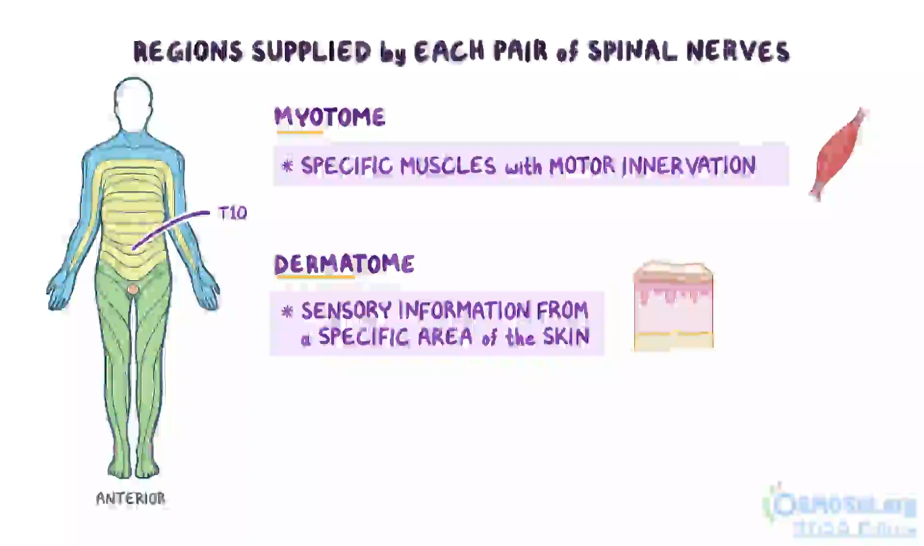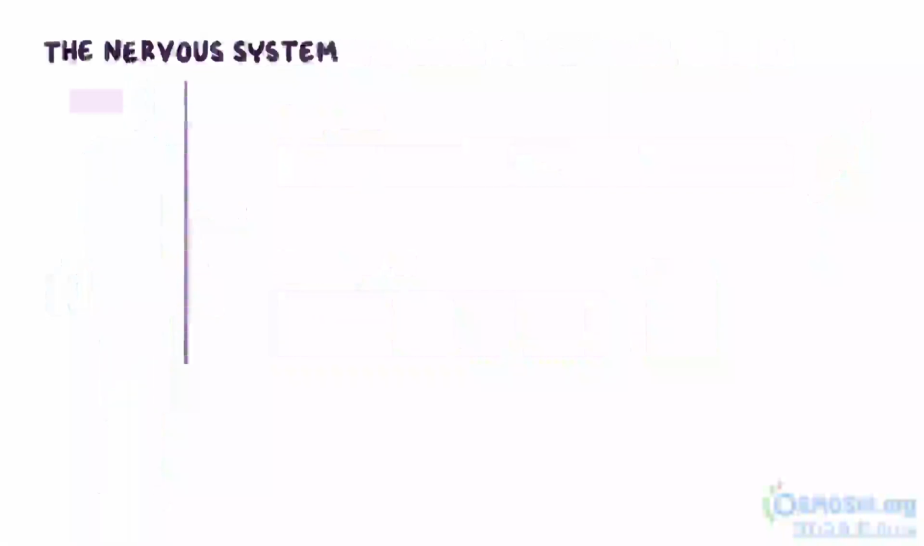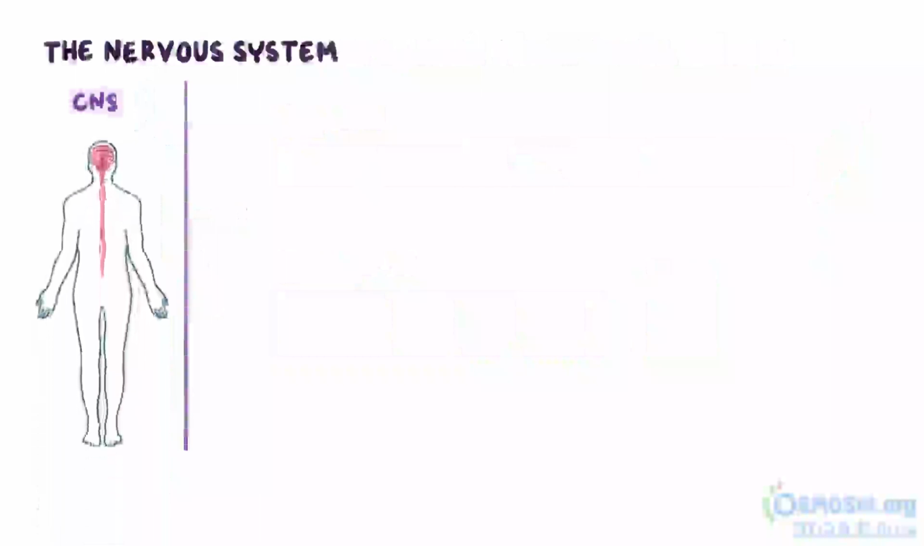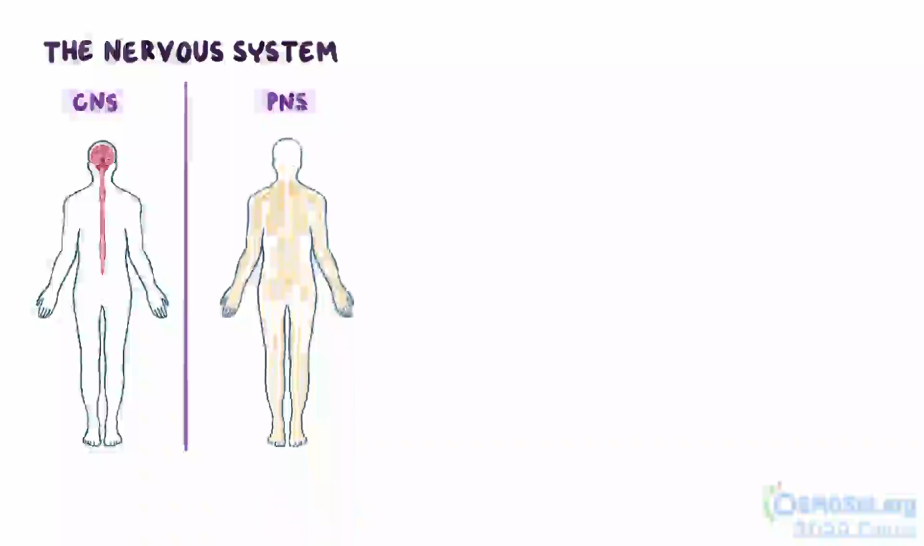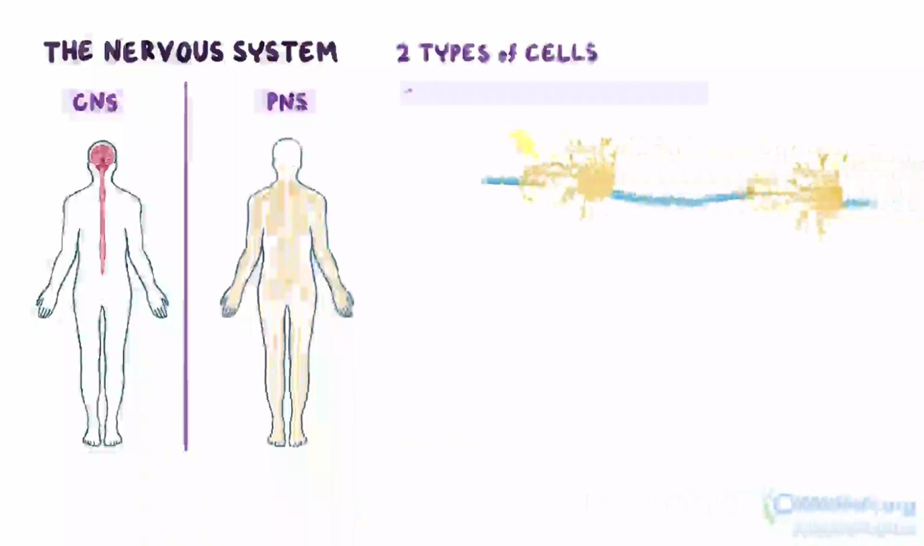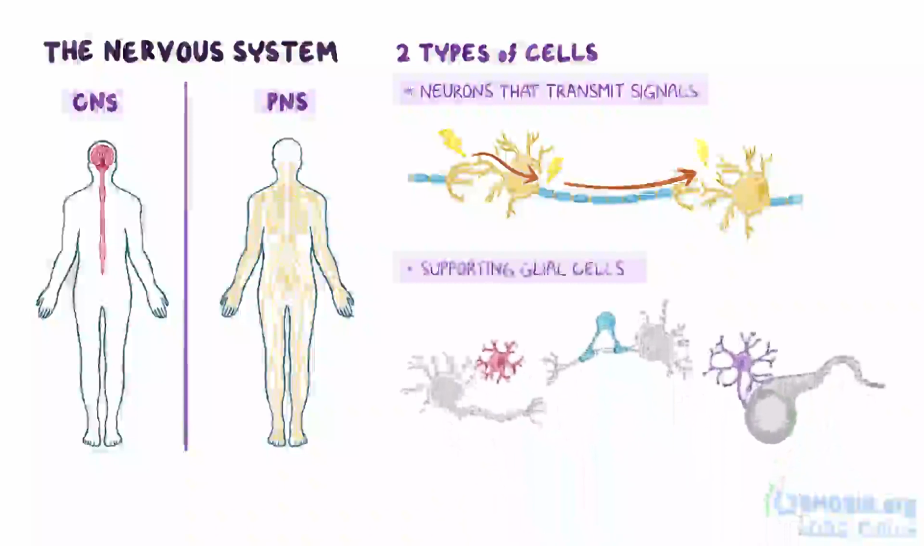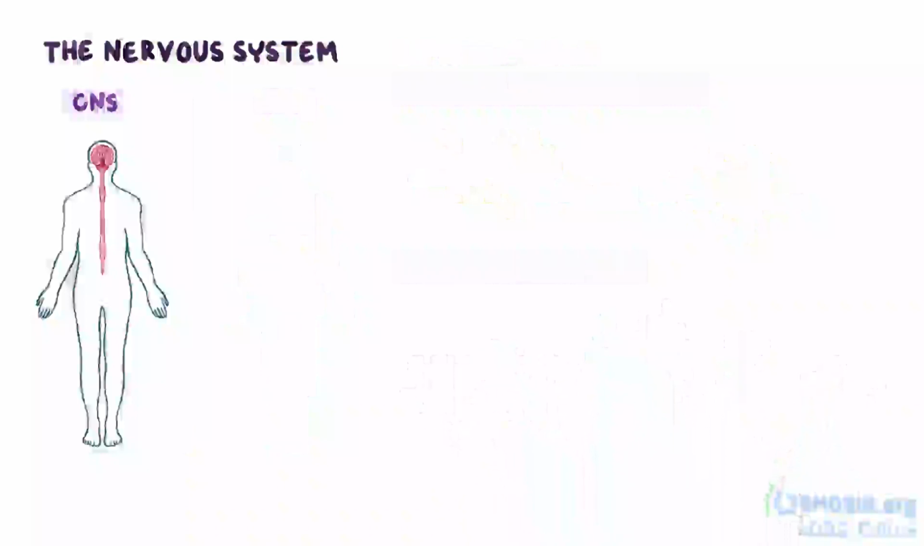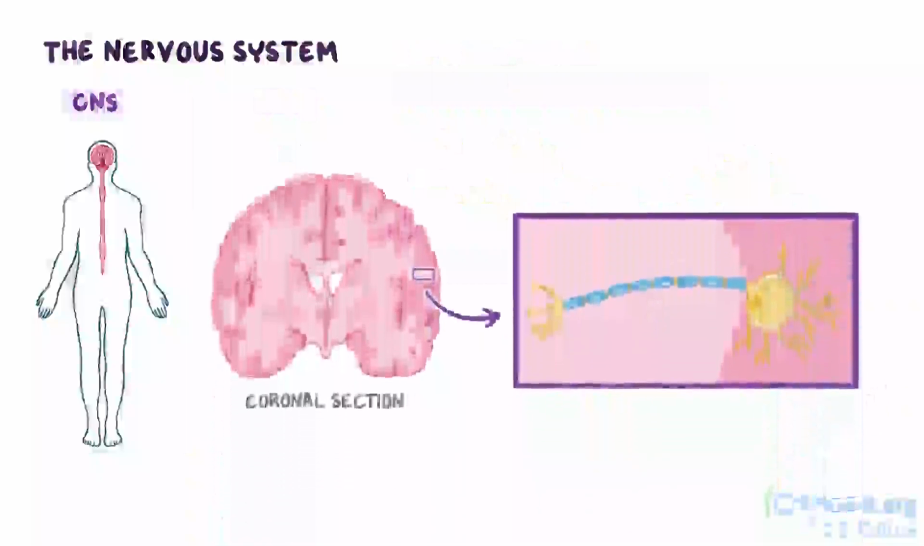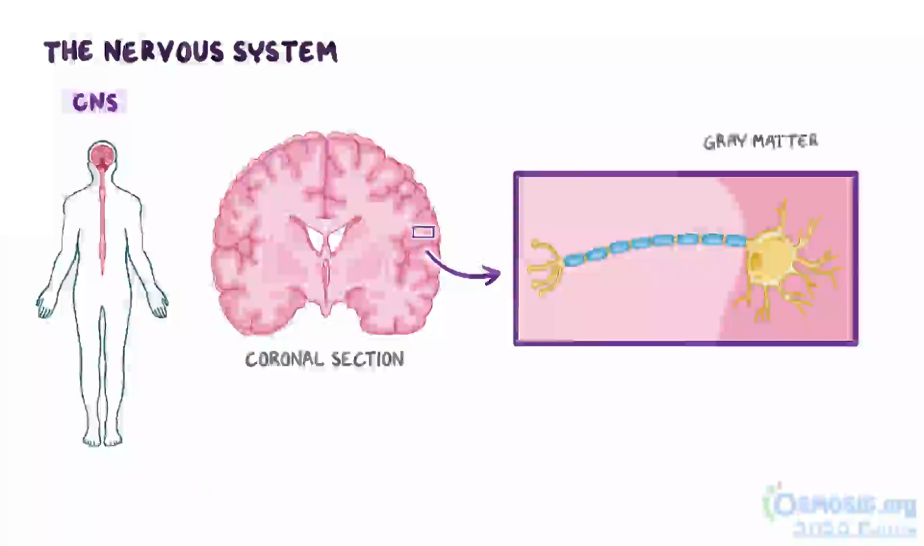spinal nerves. All right, as a quick recap, the nervous system is divided into the central nervous system, consisting of the brain and spinal cord, and the peripheral nervous system, which comprises the rest of the nervous tissues. The nervous tissue has 2 types of cells: neurons that transmit signals and supporting glial cells. In the central nervous system, groups of neuron cell bodies form nuclei that comprise the gray matter, while myelinated axons form tracts and comprise the white matter of the CNS.